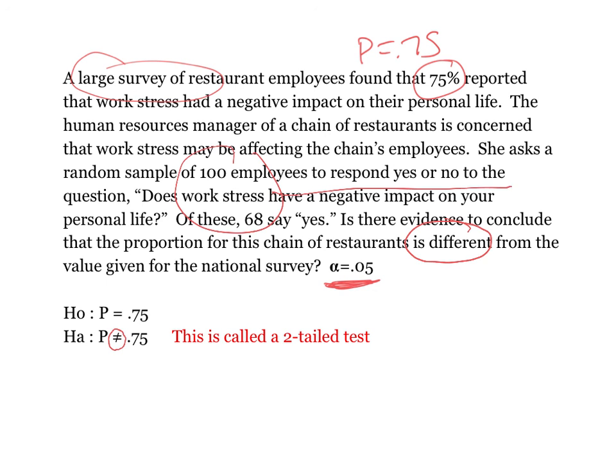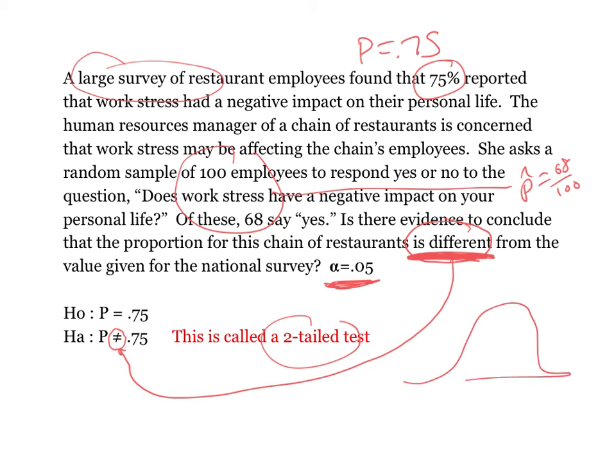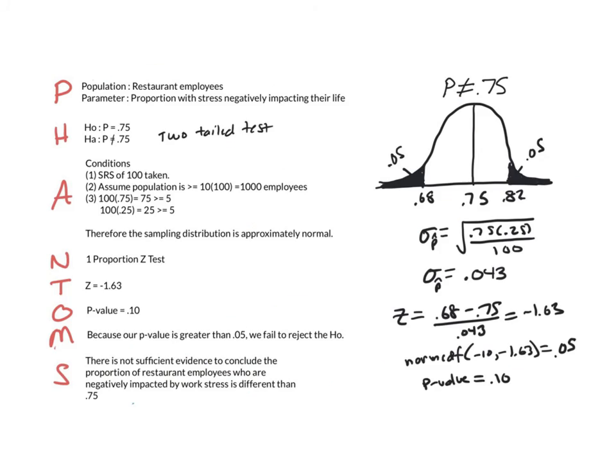Obviously, the 68 out of 100, that's the sample, right? But because in the question it said, is it different? That's why we do the not equal to. Okay, but it doesn't say they think it's less. They don't say they think it's more. They just say we think it's different. So that means that the alternate would be P is not 75%. Okay, and this is called a two-tailed test because when we do the test, we're going to have p-value on both sides. Okay, so let me show you what this looks like.